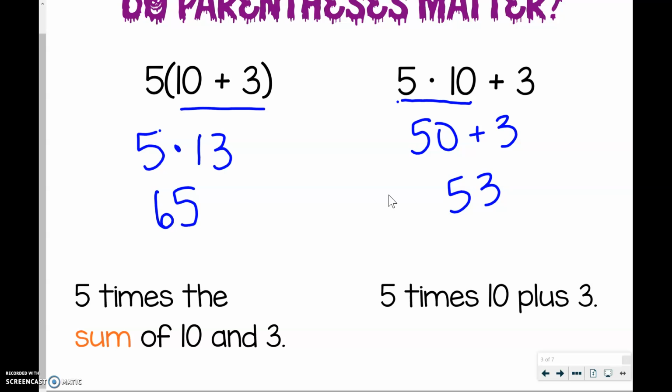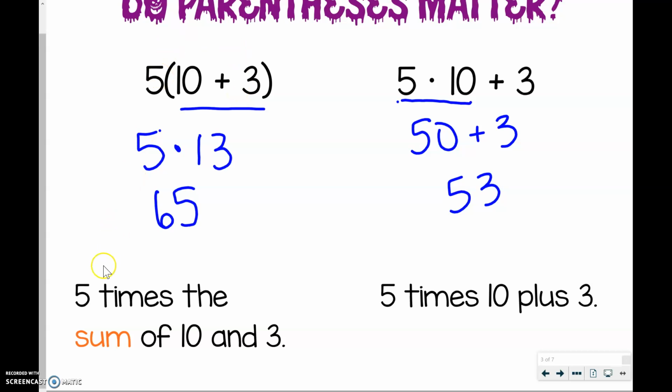So here's the difference wording-wise. For this first expression, this is saying 5 times the sum of 10 and 3. So instead of just doing 5 times 10, we actually did 5 times whatever the sum was, which ended up being 13, right? We added first and took the sum of 10 and 3 to get 13 and then multiplied. Another way we could have actually done that is done 5 times 10 and then 5 times 3 and then add them. So it would have been 50 plus 15 to get 65 as well.